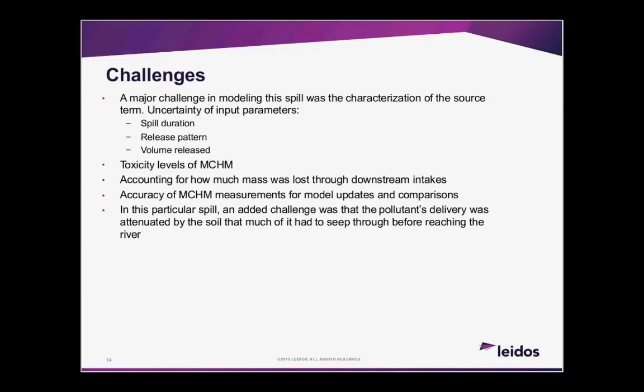Toxicity levels of the contaminant were not well known. The CDC offered a toxicity level of concern of about 1 milligram per liter, and a lot of folks are using that as a benchmark. Also accounting for how much mass was lost through other downstream intakes. That was an unknown. And taking into account the accuracy of the actual measurements that were made for model updates and comparisons. And other factors with respect to trying to determine how the pollutant was delivered to the river, attenuation by the soil that it had to seep through. That was, again, another unknown.